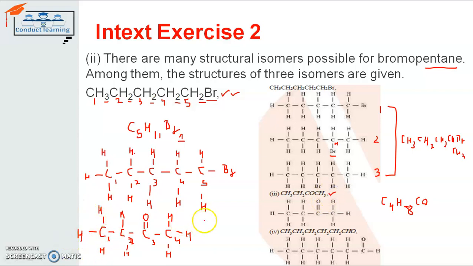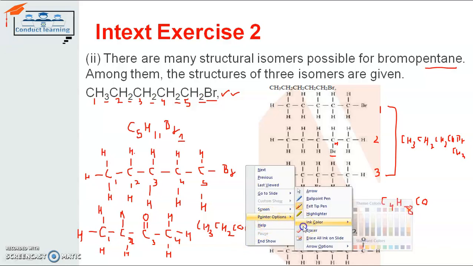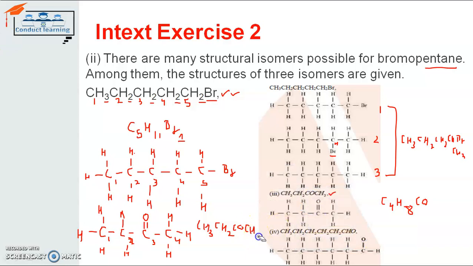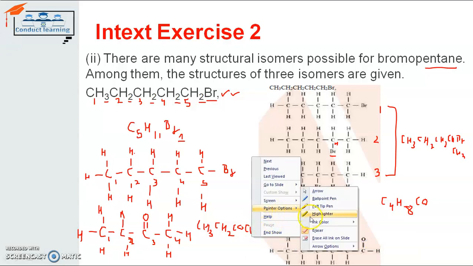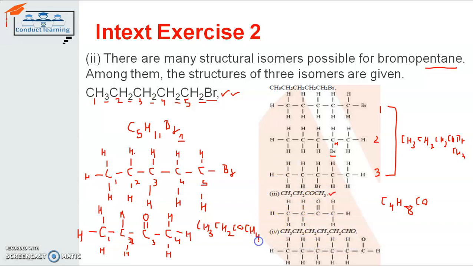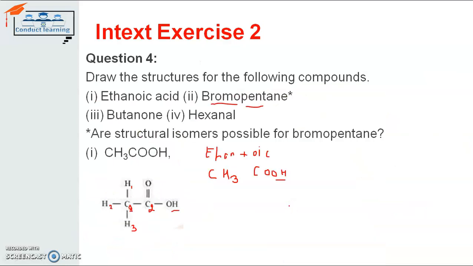So for C1 there will be CH3, for C2 it will be CH2, for C3 the CO group, and for C4 it will be CH3. Sorry, by mistake. So it will be C4. So this is how you can write down the structure diagram. You can write down the chemical formula and you can draw the structure diagram for butanone.